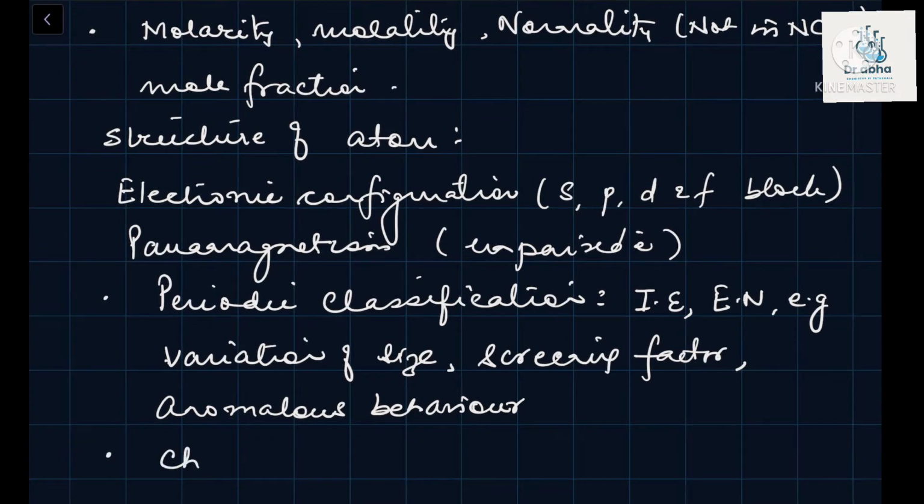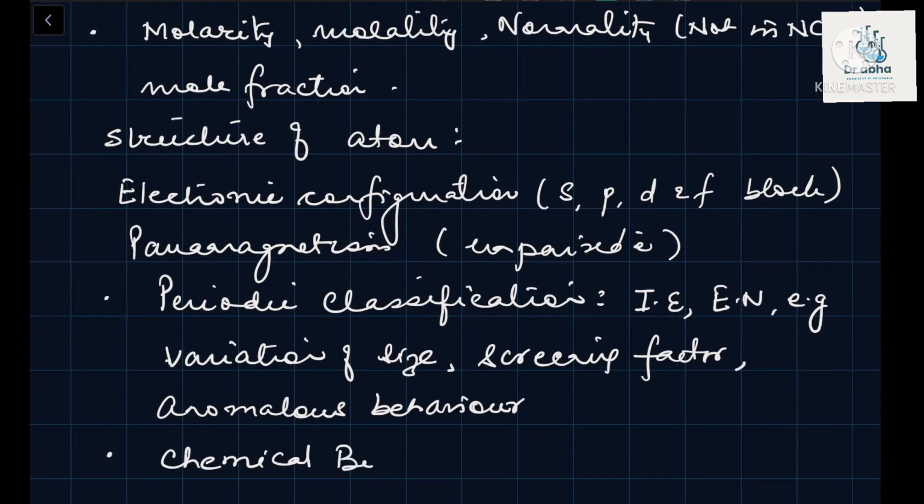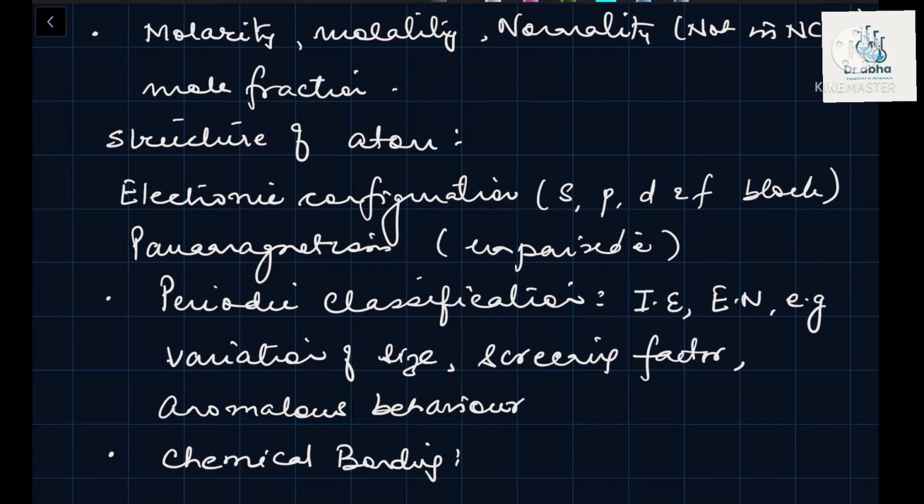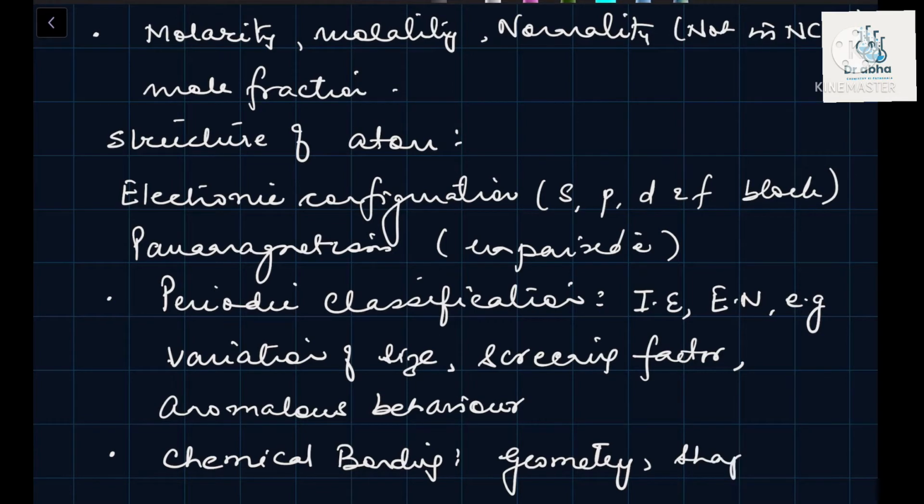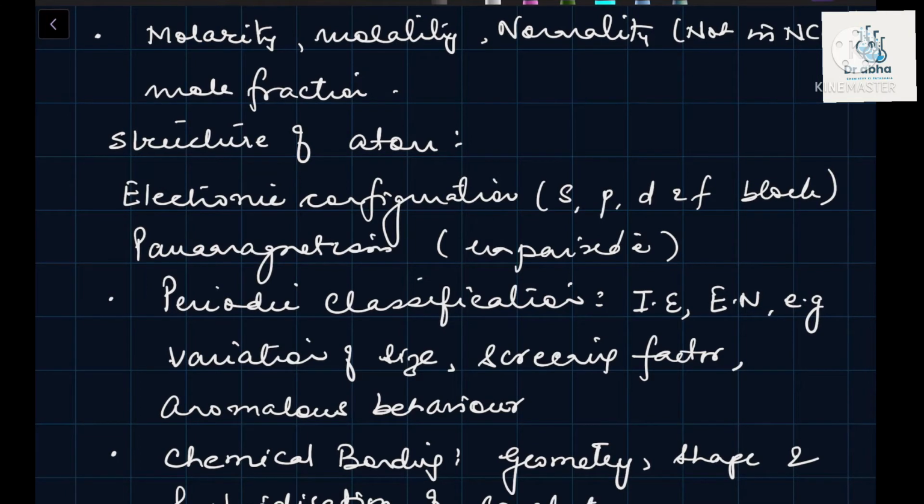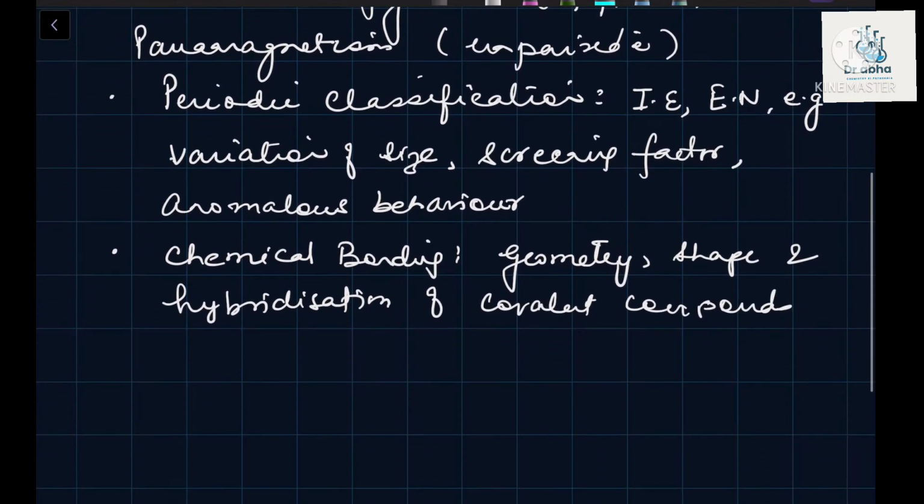Then chemical bonding, guys, I would suggest that the entire unit is very, very important. But if we have to choose the most important topics of chemical bonding, then I think the VBT, valence bond theory, where we are writing the geometry, shape, and hybridization. Geometry, shape, and hybridization of covalent compounds. That's very, very important. We will be doing it in class 12th also, right?